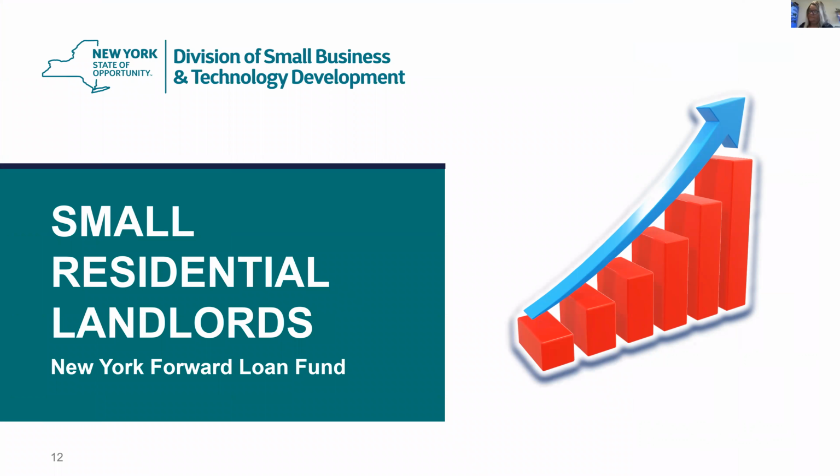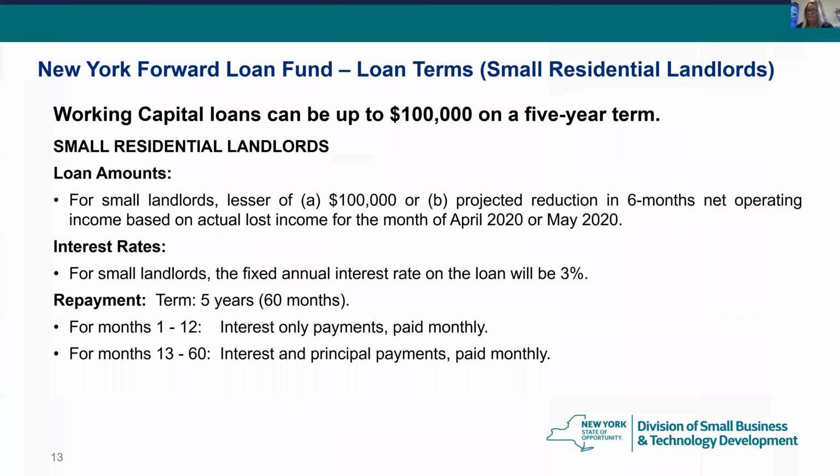So now on to small landlords. Small landlords have a little bit different calculation. I'll go through this a little faster since a lot of it is the same as the previous. So for small residential landlords, again, their working capital loans up to $100,000. For small landlords, it is the lesser of $100,000 or the projected reduction in 6 months net operating income based on their actual lost income from April or May 2020.